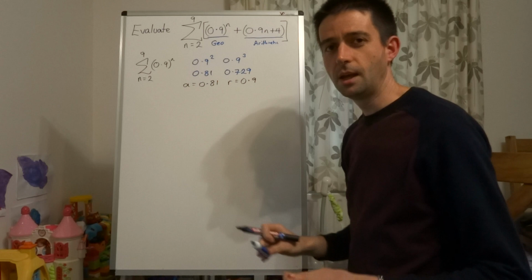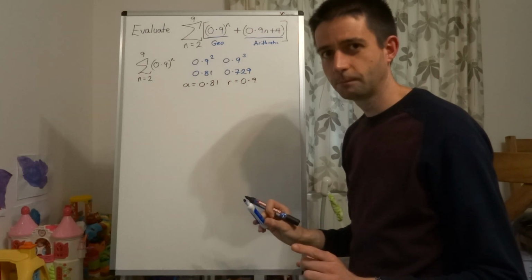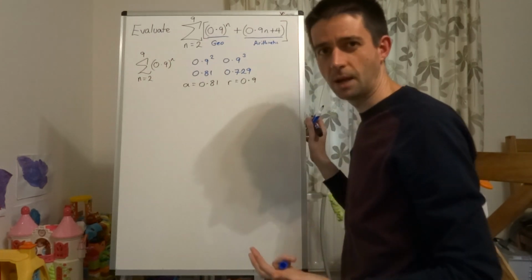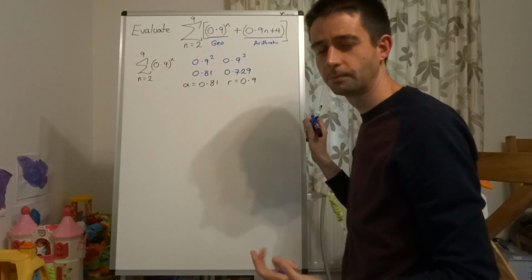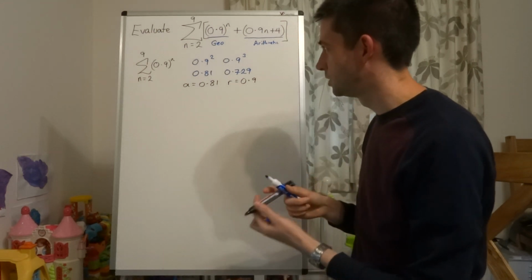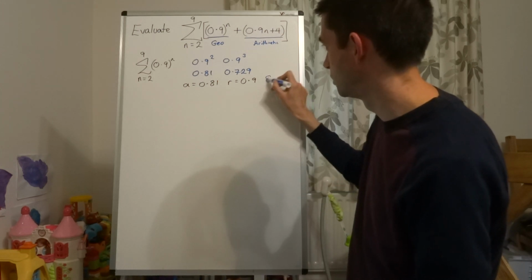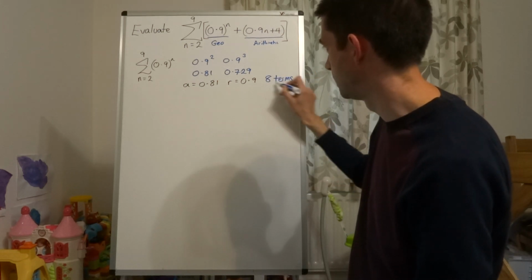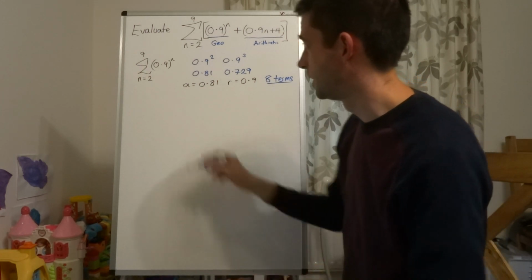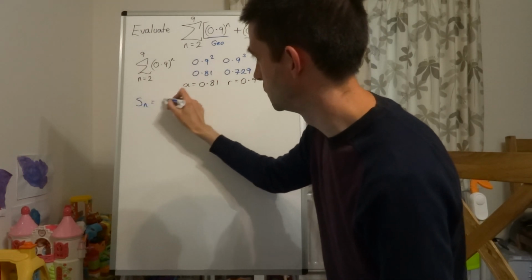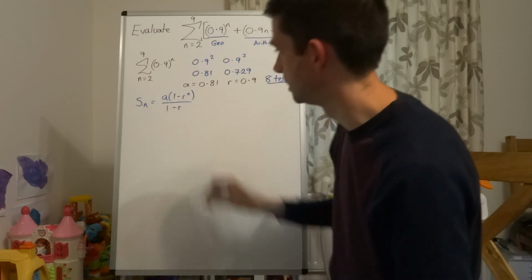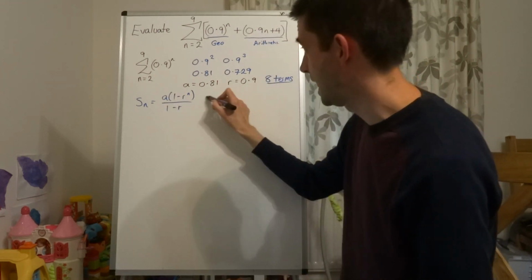Now we've just got to be a little bit careful here, because we're going from 2 to 9. So how many terms are there in this sequence? There's not 9, because we're not starting at 1, we're starting at 2. So actually this sequence here, crucially, has only 8 terms. So when I crack out my formula, sum to n equals a times 1 minus r to the n over 1 minus r, I'm doing sum to 8 terms.